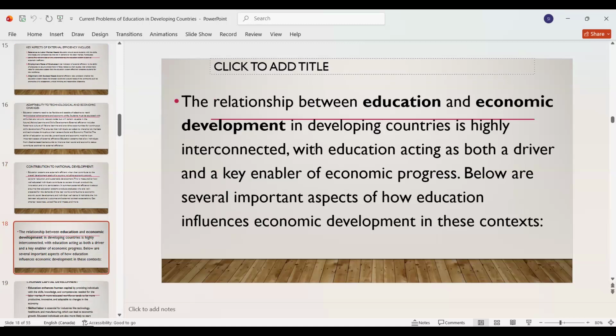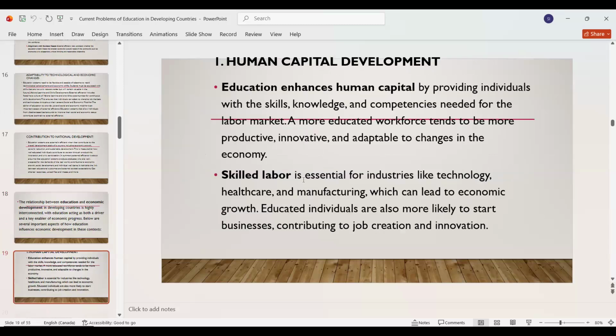So now we are going to compare the relationship between education and economic development in developing countries, because we are learning about developing countries, right? In developing countries, education and economic development are highly interconnected, with education acting as both a driver and a key enabler of economic progress. Below are several important aspects of how education influences economic development in this context.